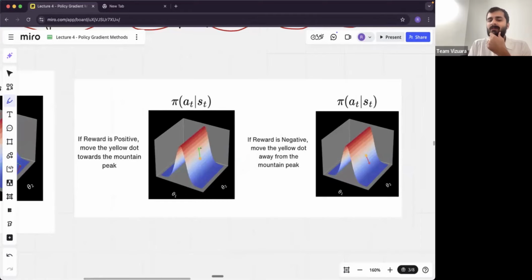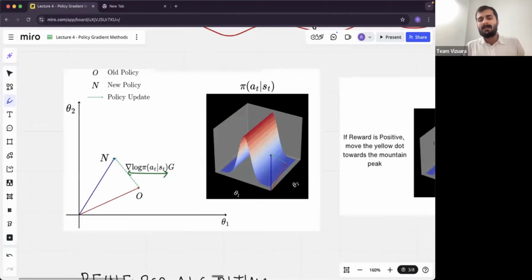If G is positive, you want to reinforce that action. You want to increase the probability of taking action AT when encountered in ST. And if G is negative, you want to penalize that action. So whether you want to reinforce or penalize is captured very nicely by this G. If it's positive, it reinforces. If it's negative, it penalizes. So that's the main intuition. And the direction is given by this. Once you know that you want to traverse towards the peak, you can go in any direction, right?